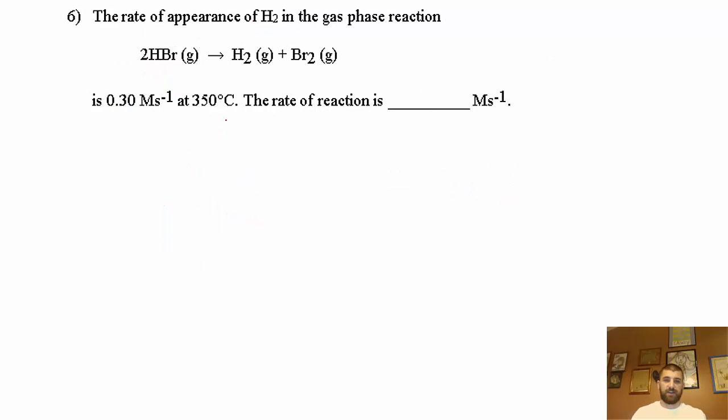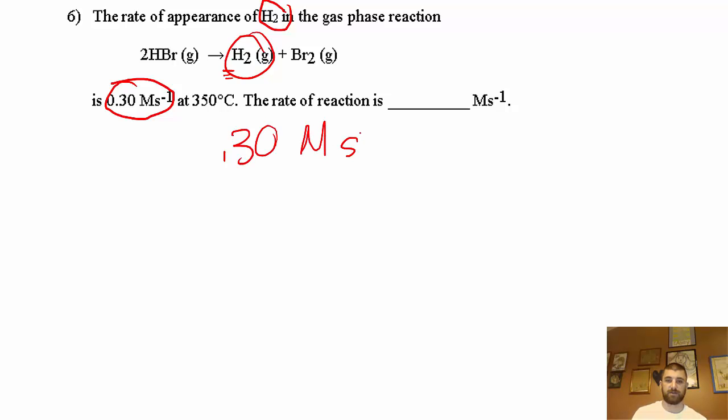6. The rate of appearance of H2 in the gas phase of the reaction is 0.30 molar per second at 350 Celsius. The rate of reaction is blank. All right, this is kind of a trick question. Now, the coefficient in front of H2 is 1, so its reaction rate is the same thing. Now, if this was the reaction rate for HBr, then we'd have to divide it by 2 because of the coefficient of 2 there. But since H2 has a coefficient of 1, you don't have to change anything.